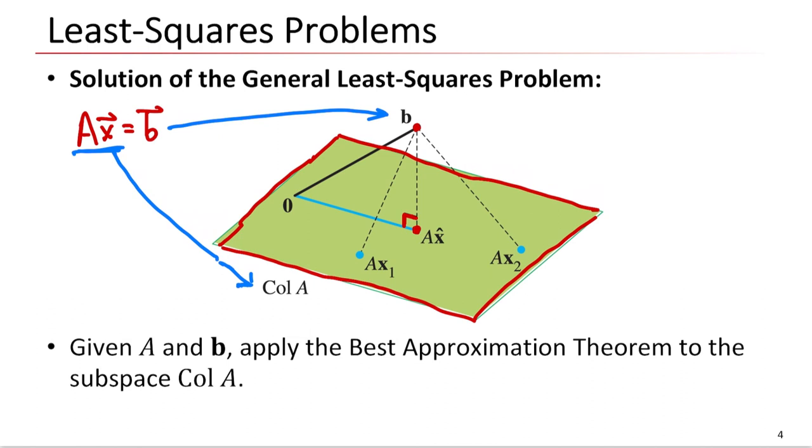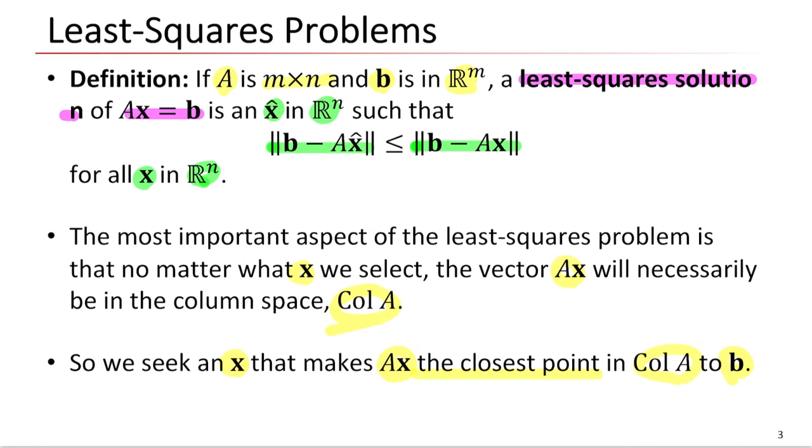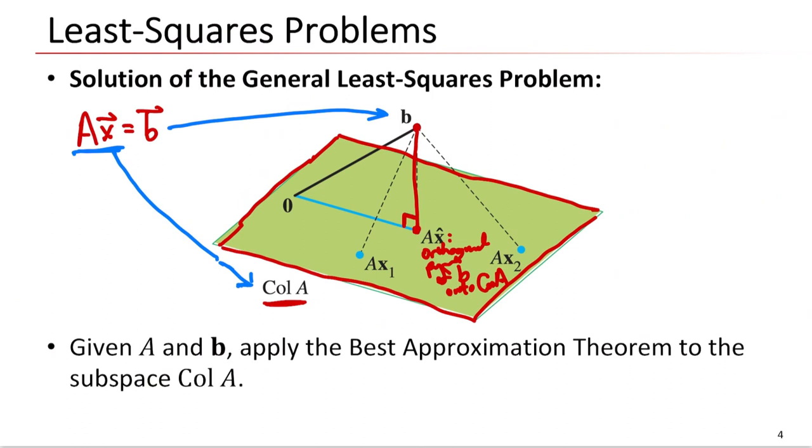When A x hat is such that b minus A x hat is perpendicular to the column space of A, right? So in this case, this is the orthogonal projection of b onto the column space of A, right? So this definition means the least squares solution of Ax equals b is an x hat that satisfies this one. So it means that the least squares solution of this system is here, x hat, right? So this is the least squares solution.